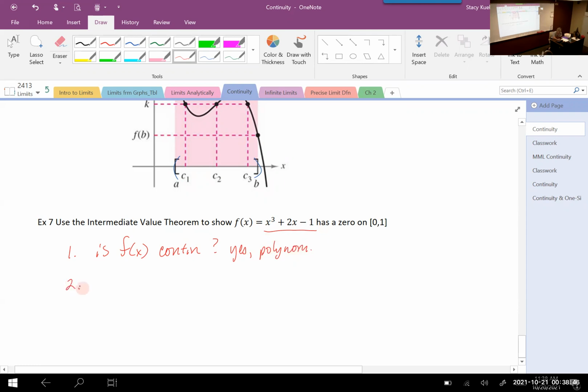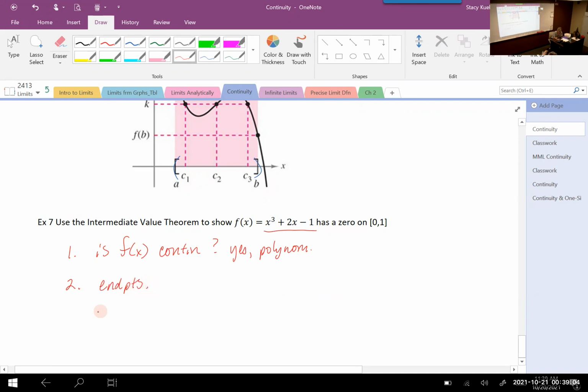Then we need to look at the endpoints. We're going to check the endpoints and determine whether or not the endpoints are positive or negative. The endpoints on this closed interval, that's what we're referring to. So now we need to address the endpoints.